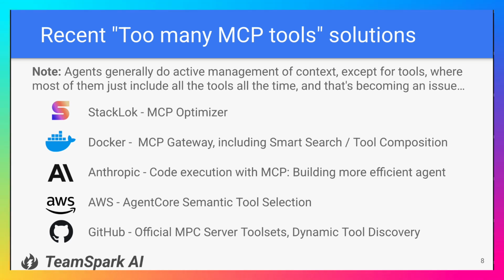Docker has a fairly similar approach with their MCP Gateway product. They have this thing called Smart Search and Tool Composition, where they're able to do a very similar kind of thing to give you back a subset of the tools that you've configured that apply to the problem you're working on. Anthropic put out a paper within the last week that was called Code Execution with MCP.